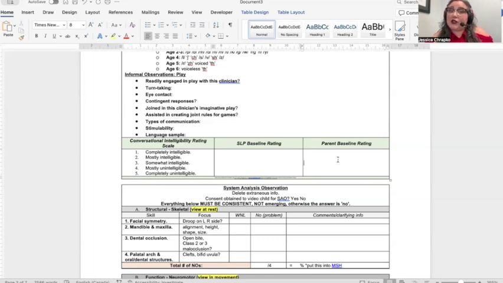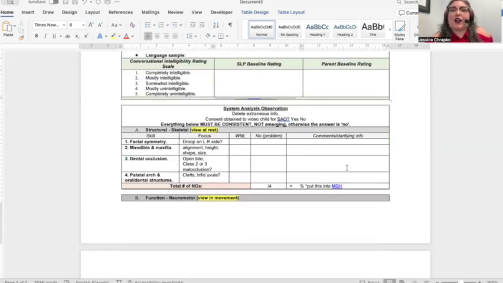So I get parents to rate how well they understand their own child, but I also get parents to estimate how well strangers understand their child. The next section is based off of my PROMPT training, which was a 3-day workshop, and it is a different way to examine speech sound errors based off of motor speech hierarchies. So this table, the system analysis observation, is based off of the PROMPT format.